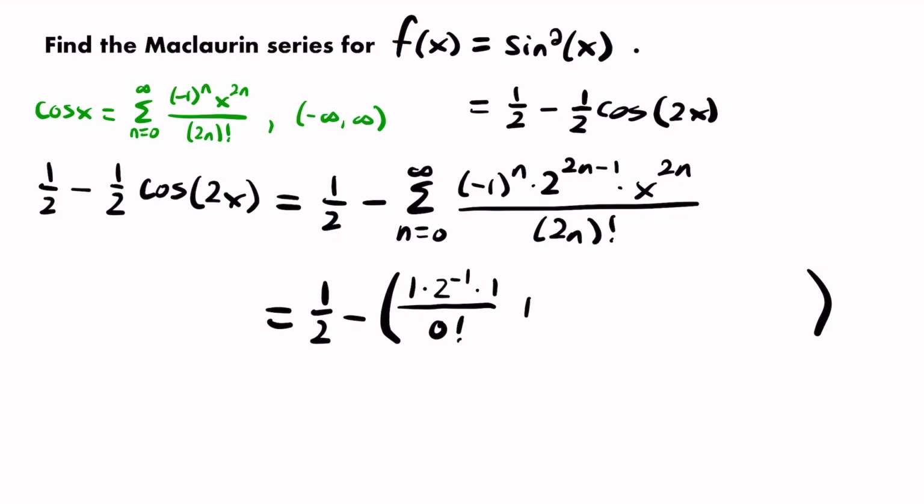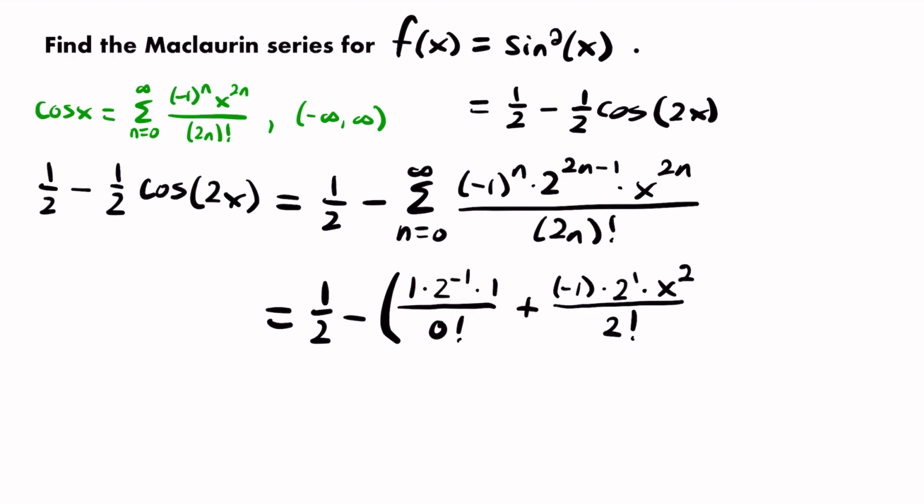All right, then we'll add that to the next term, which is when n equals 1. When n equals 1, you'll have negative 1 to the power of 1, which is negative 1. So we'll have negative 1 times 2 to the power of 2 times 1 minus 1. 2 times 1 is 2, minus 1 is 1. So we have 2 to the first power times x to the power of 2 times 1, which is 2. And that is divided by 2 times 1 factorial, which is 2 factorial.